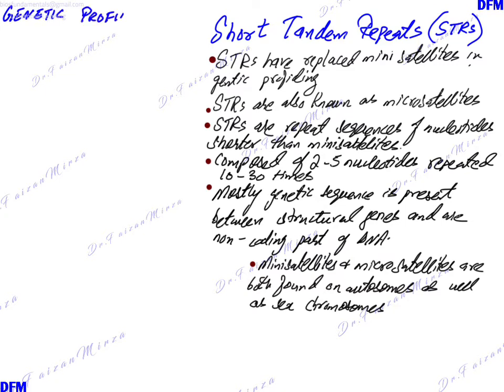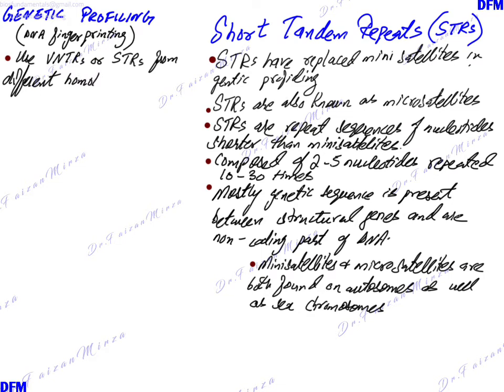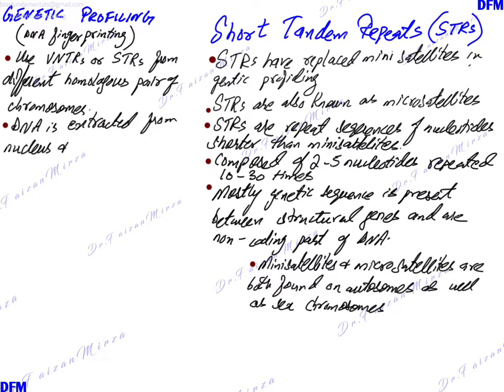Actually, what is genetic profiling? I'm just giving you the details here. Already this is covered in another video in this chapter. So genetic profiling is basically DNA fingerprinting. We use VNTRs or STRs from different homologous pairs of chromosomes. The DNA is extracted from the nucleus and cut using restriction enzymes, the restriction endonuclease.